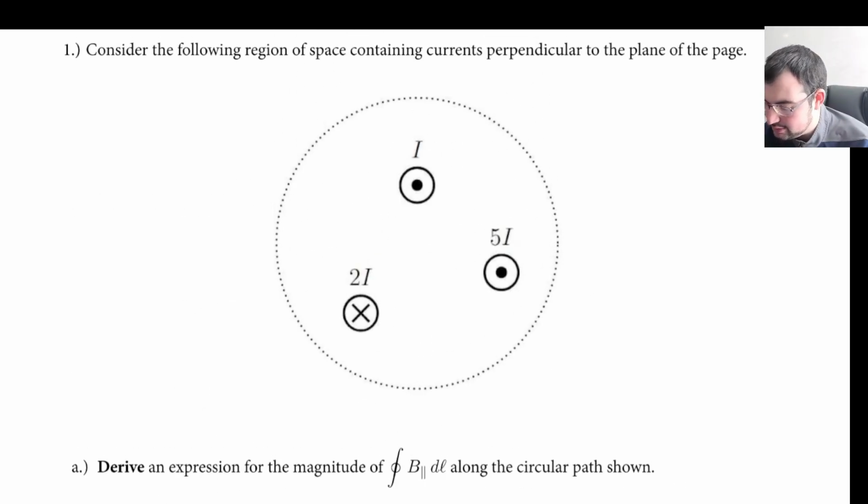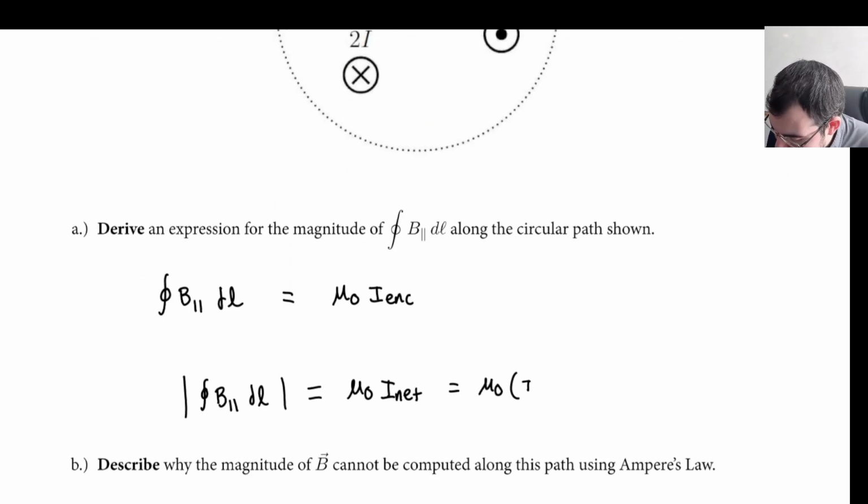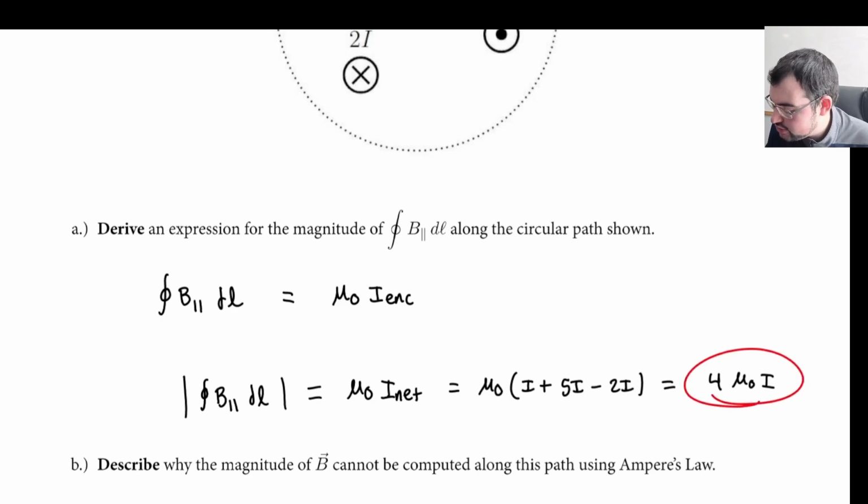So what is being enclosed? Well, let's say out of the page is positive. We have a 1I going out, a 5I going out, and a 2I going in. So just make sure that we're subtracting those opposite currents. So we get a +1, a +5, and a -2, which gives us 4 mu naught I. And again, there's no issue here if you picked the other current to be positive, because you'd still get the same net current. We just want the magnitude of it anyway, or the absolute value, I should say.